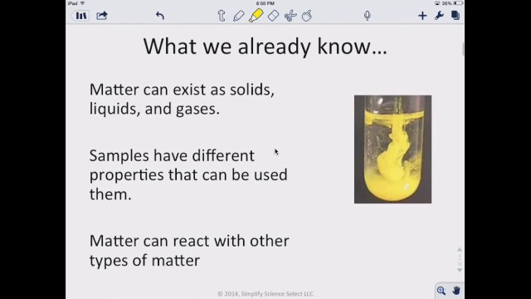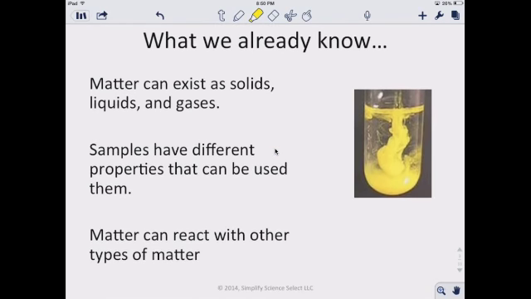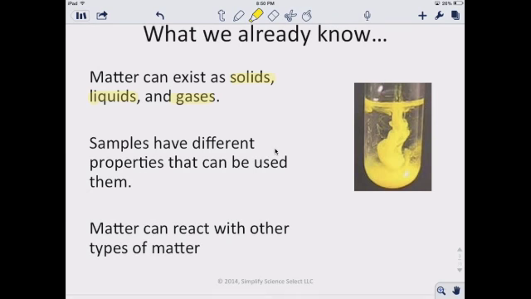little bit more. Now, what we already know, we should know that matter can exist as a solid, liquid, or as gases. Samples have different properties that can be used to distinguish them, and that matter can react with other types of matter. And so we can know those things.